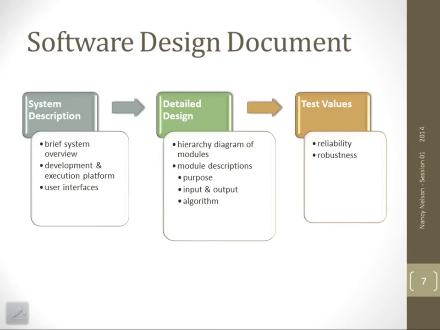Once a software requirement specification is done, then we would do the software design document. And this one is SDD for short. And it has three parts. It has a description of the system, the details for the design, and a set of test values that allow us to know whether our program is working or not.